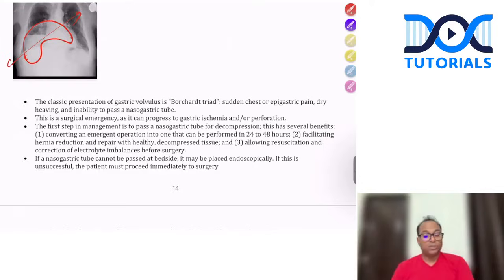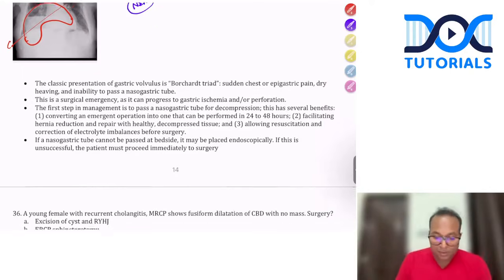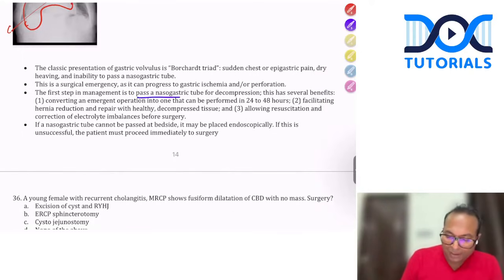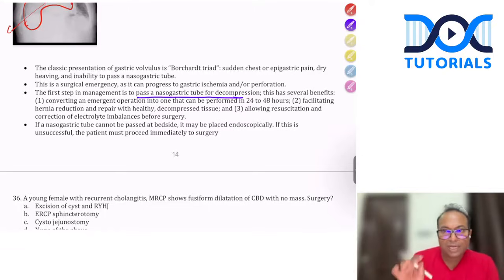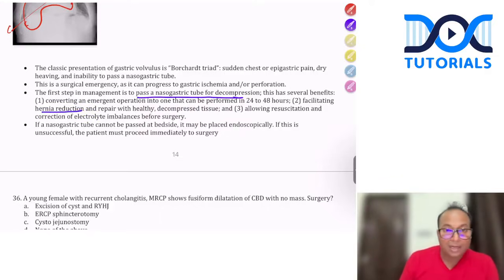So whatever the question, now the very important update in the new edition of Bailey, new edition of Sabiston, is what is done next? Because for many years we were discussing immediate surgery. Now the first step in the management is to pass a nasogastric tube. With so much difficulty, we should try to pass. When you pass the Ryle's tube into the stomach, this can convert an emergency operation to an elective operation, which can be performed after 24 hours. And this facilitates hernia reduction and repair of a decompressed stomach, allowing resuscitation.